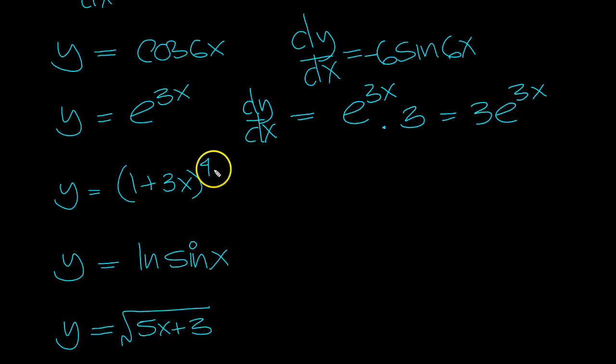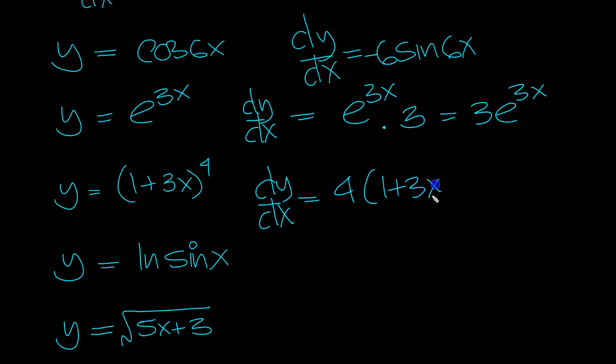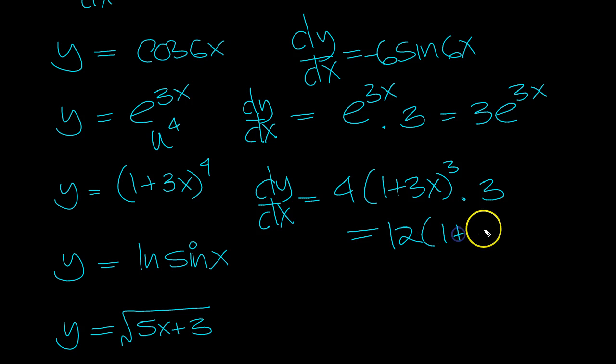Something to the 4, differentiate that. dy/dx then would be 4 times the something cubed multiplied by the something differentiated. So I've differentiated the something. In my mind's eye I'm seeing u to the 4. I'm differentiating that as 4u cubed multiplied by the something u differentiated, which is 3. So we end up with 12 times 1 plus 3x cubed. Okay, so here, see that in your mind's eye would be the u.